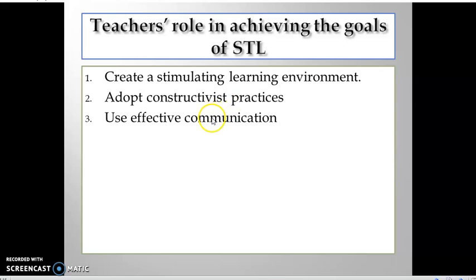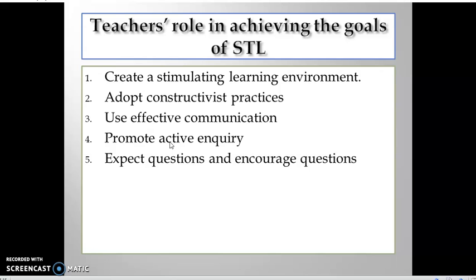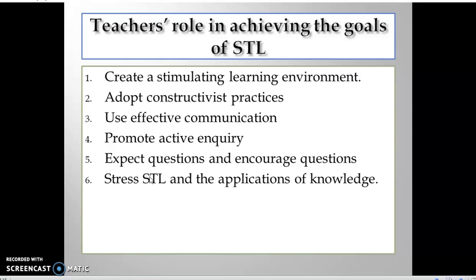Use of effective communication. If the teacher makes use of effective communication, it will convey the right meaning to the students. Promoting active inquiry, allowing the students to work and to understand or learn the concepts through the process of inquiry. Expect questions and encourage questions. You should be a teacher who would encourage your students to ask questions and would expect questions, and you should not feel offended if any student is asking a question in the classroom.